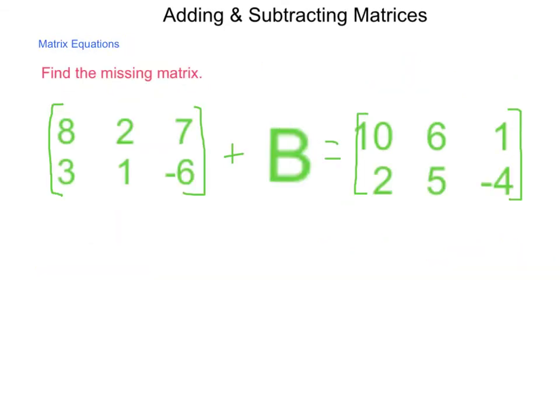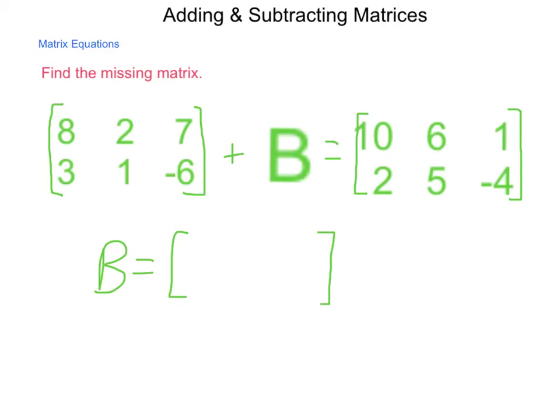Here I have a matrix, 8, 2, 7, 3, 1, negative 6. I'm adding an unknown matrix B, and I'm going to equal out to be 10, 6, 1, 2, 5, negative 4 in my resulting product, or my resulting sum. So when I design the matrix that I am solving for, I start with a 2 by 3, I end with a 2 by 3, so that means matrix B has to equal a 2 by 3 matrix.